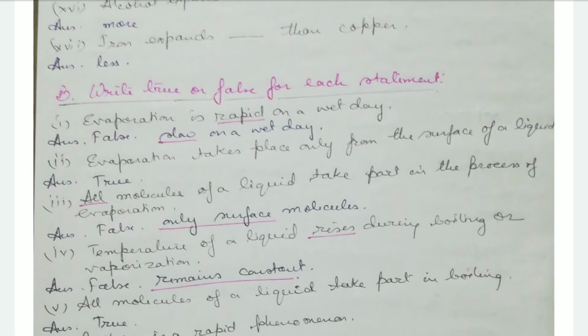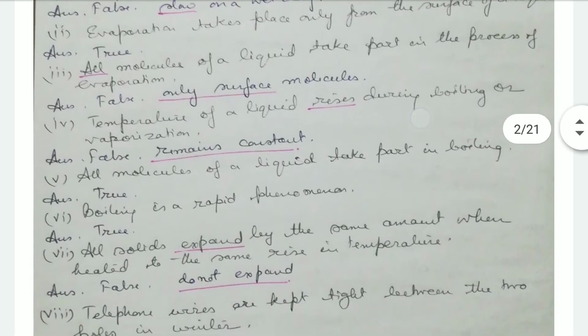Evaporation is rapid on a wet day. That's false because it is slow on a wet day. Okay, because in the air there is water vapor and this air is not capable of taking more from these wet substances. Okay, so evaporation takes place only from the surface of the liquid. That is true. All molecules of the liquid take part in the process of evaporation. That's false. Only the surface molecules take part in the evaporation.